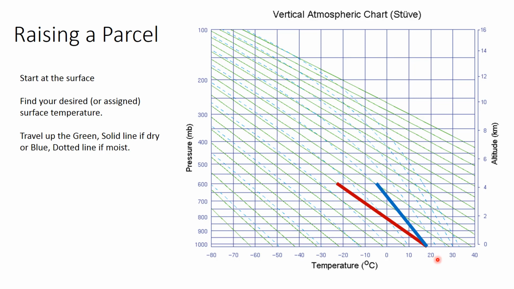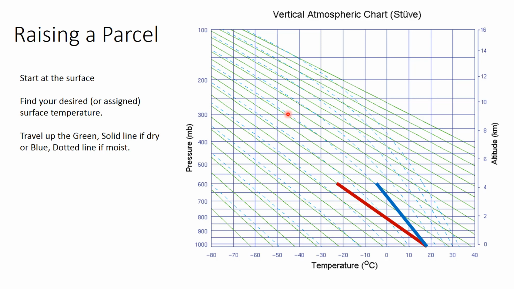So for example, let's say I have a saturated parcel of air, 17 degrees Celsius at the surface, so it's right down here, conveniently located right on a moist adiabat. And let's say I want to know the temperature of the air at 300 millibars. Well, I start down here, and I simply follow the line, making sure I'm on the same line, all the way up to 300 millibars. And my temperature would be right around negative 55, 56 degrees Celsius.